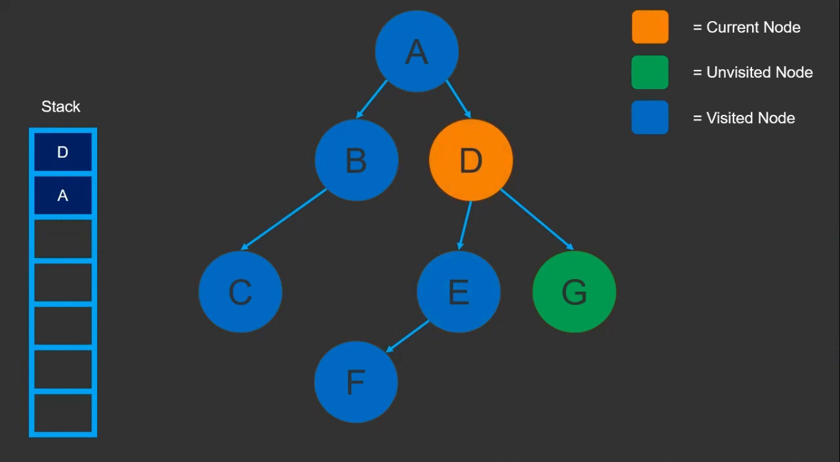So in this case, if we look at the graph, we still have the G node after the D node. So the D node gives us the G node as the unvisited neighbor, and we push that to the stack, essentially completing the entire traversal of the graph.